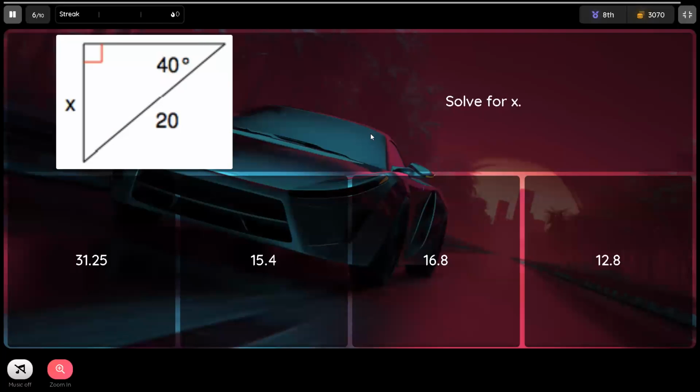Yalla, okay. Solve for x. Here you have the measure of the angle, which is 40. We have the side, 20, the hypotenuse, and you need to find x.